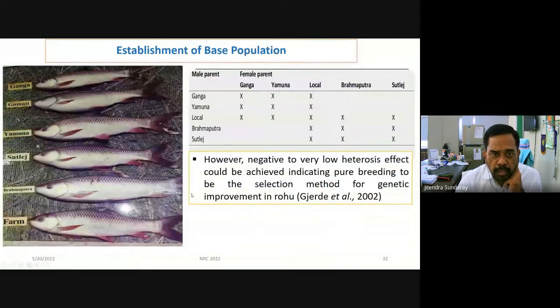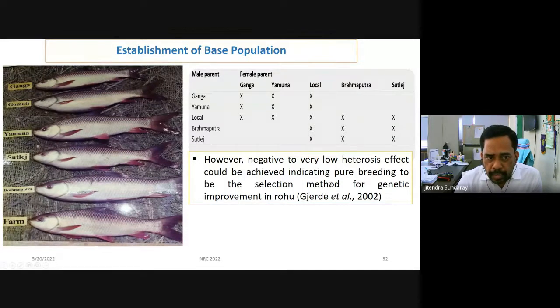What we did for Jayanti Rohu: we have the Ganga, Yamuna, local, Sutlej, and Brahmaputra strains. We took a female parent from Ganga, from Yamuna, and local, and the female parent from Brahmaputra, again local, and again Brahmaputra and Sutlej. So what has happened?